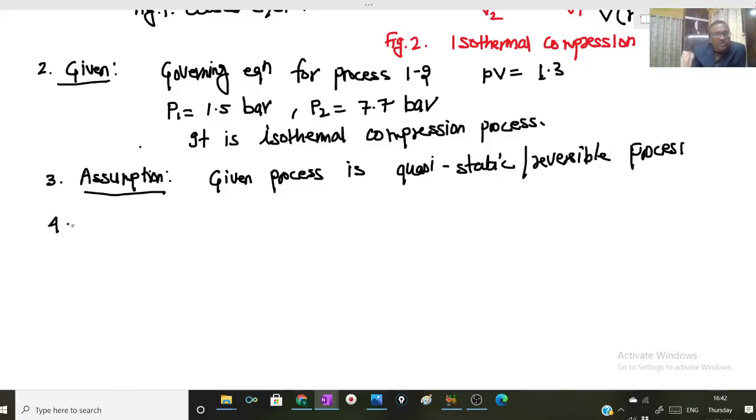Then point number 4, let us enlist what is to be found out. So we are supposed to calculate the work done during this process. Then step number 5, calculation. Now we will be doing detailed calculations.